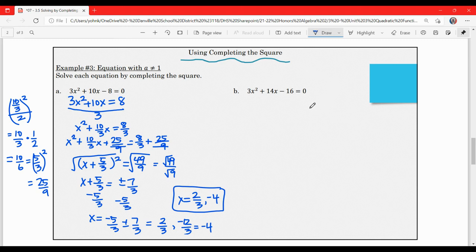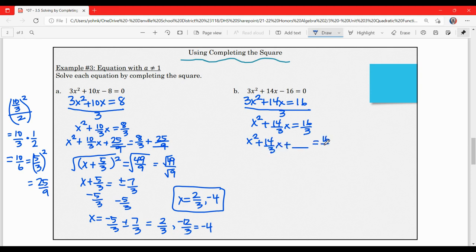All right, let's take a look at B. First thing, letters on the left, numbers on the right. So 3x squared plus 14x equals 16. Can't have a coefficient in front of the x squared, so divide everything by 3. x squared plus 14 thirds x equals 16 thirds. Set up for completing the square. x squared plus 14 thirds x plus something equals 16 thirds plus something.